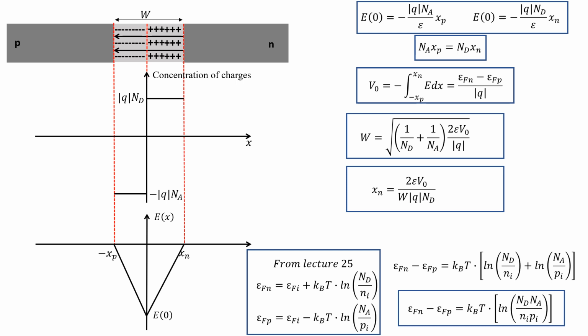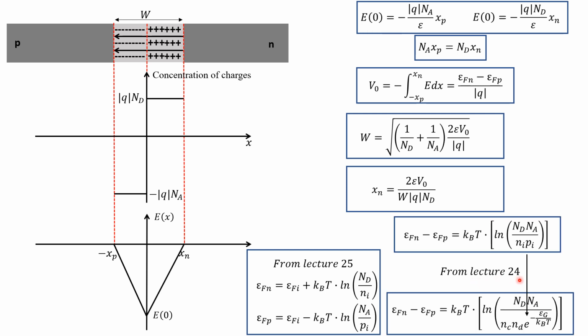Just as a reminder, we learned in lecture 25 how to calculate these two parameters in terms of the concentration of doping atoms. These are the expressions we derived. Then we can subtract one from the other and get this expression here, which we simplify to obtain this expression. And recall that ni and pi are the concentrations of free electrons and holes in an intrinsic semiconductor.